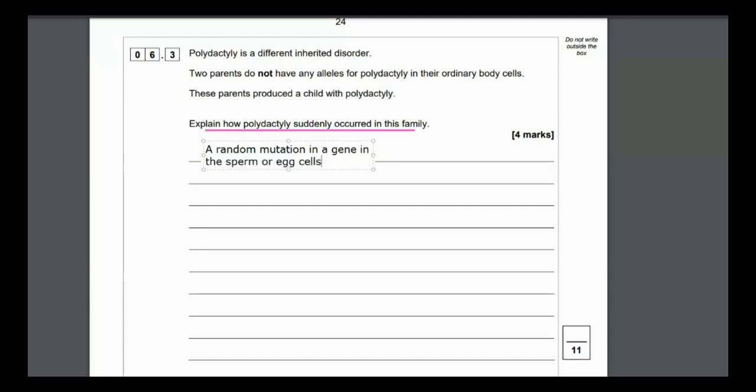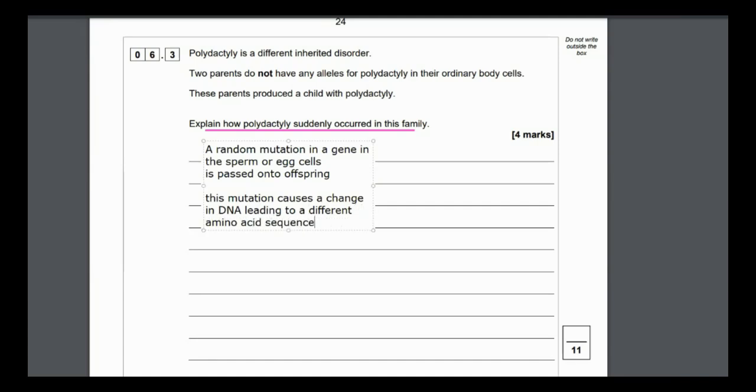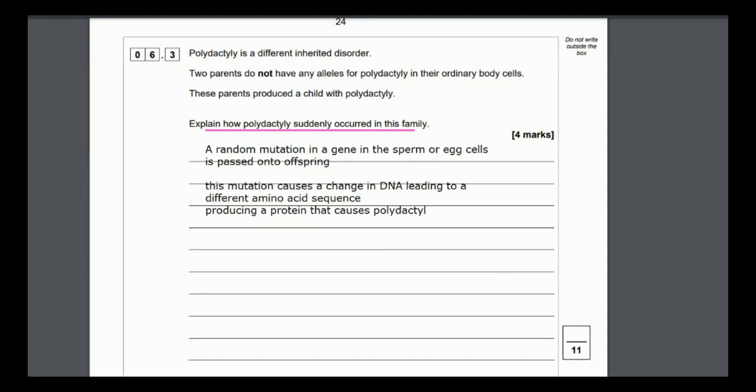Well, again, a random mutation in one of the egg or sperm cells of the parents could occur, and then this is passed on to the offspring. The mutation obviously causes a change in the DNA, and what does a change in the DNA do? Well, it changes the amino acid sequence of a protein, and that protein might cause polydactyl. So that essentially is how two parents without polydactyl could have a child with polydactyl.